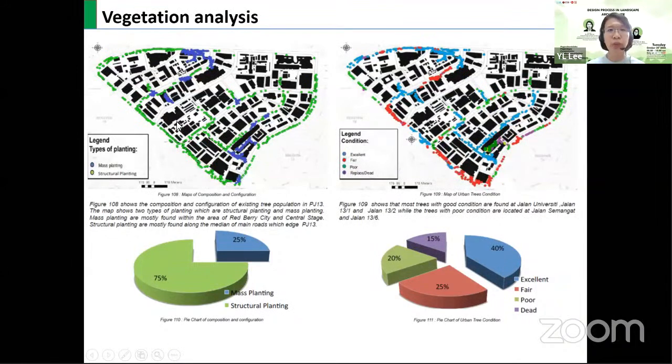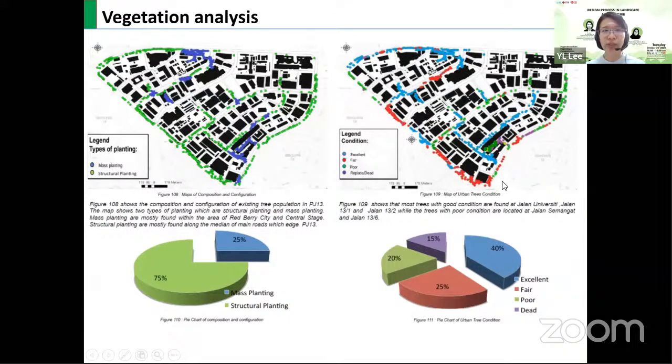So you can see which part of the area is shaded, which part is not. Therefore, in the analysis, the students can also come out with the condition of the trees. When they do the inventory on the site, they will see how the tree conditions are on the site. They will differentiate: if the tree is in good condition, they put it as excellent. So you can see that 40% of the trees at the site are in good condition, right? So this is an analysis map.